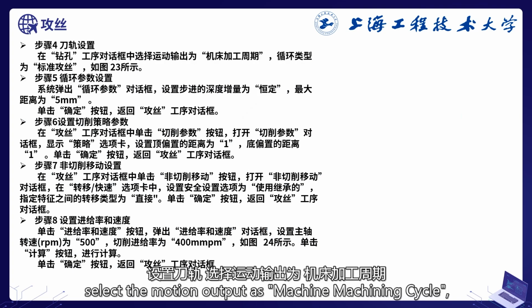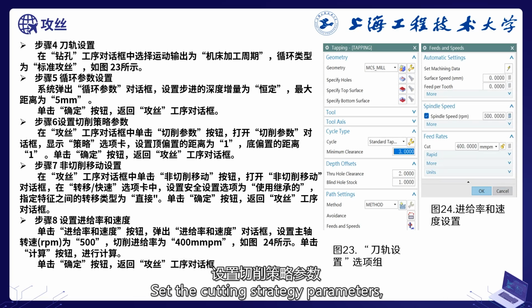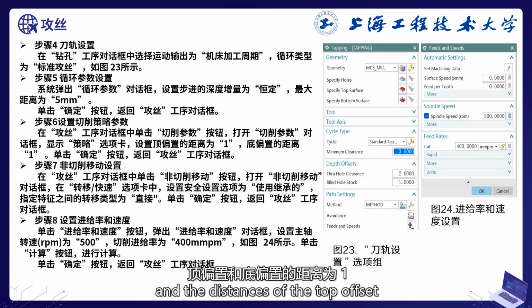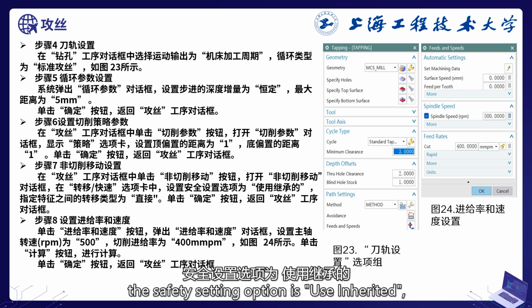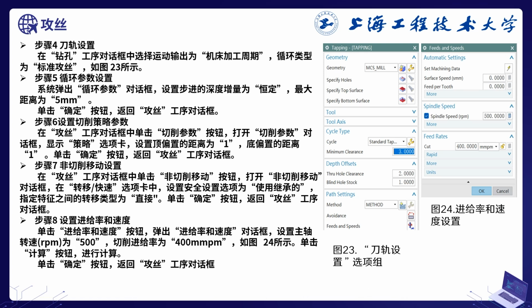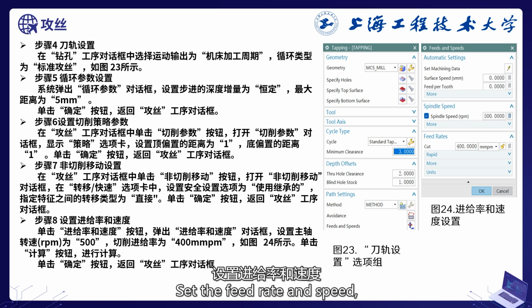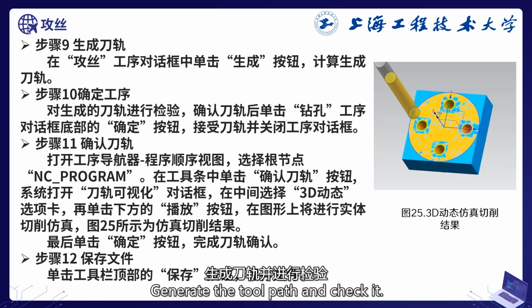Set a tool path. Select the motion output as machining cycle, and the cycle type as standard tapping. Set the cutting strategy parameters, and the distances of the top offset and the bottom offset are 1. Set the non-cutting movement. The safety setting option is use inherited, and the transfer type is direct. Set the feed rate and speed. The spindle speed is 500 revolutions per minute, and the cutting feed rate is 400 mm per minute. Generate a tool path and check it.